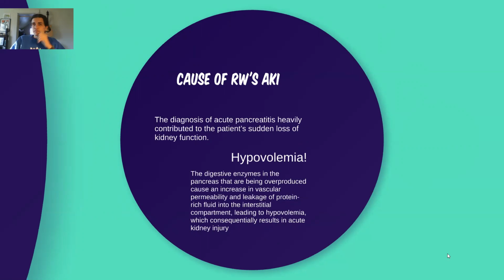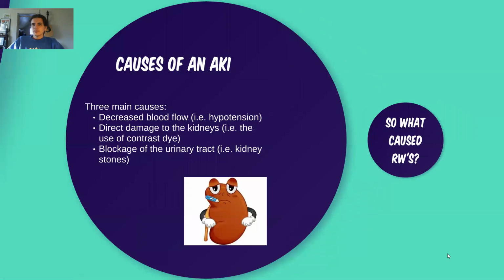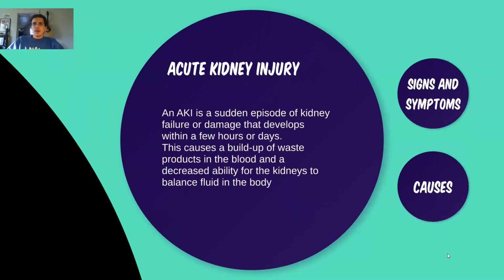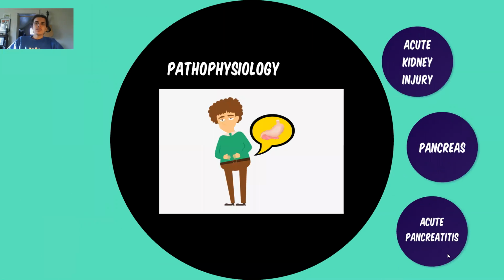acute kidney injury. So restricted blood flow, right, or less blood flowing to the kidneys is going to cause that acute kidney injury in this case, because a lot of that fluid is being held near the pancreas, and that creates permeability. It's kind of like leaking out near the pancreas. Okay, so that's pathophysiology.